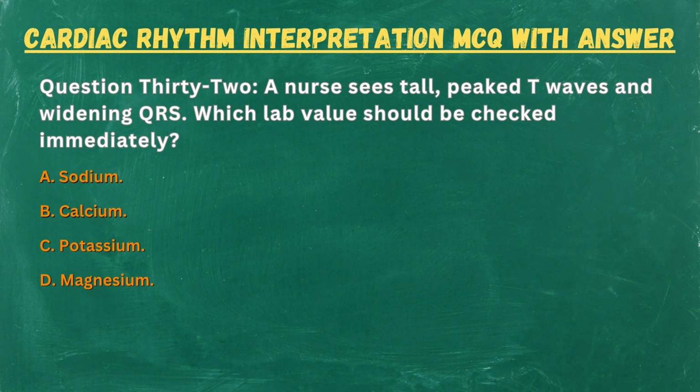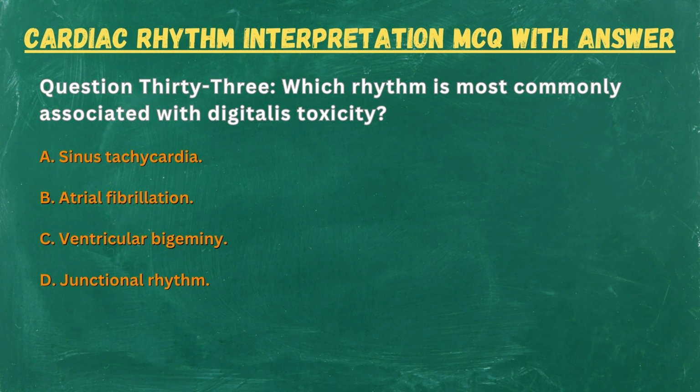Question 32. A nurse sees tall, peaked T waves and widening QRS. Which lab value should be checked immediately? A. Sodium. B. Calcium. C. Potassium. D. Magnesium. Answer: C. Potassium.